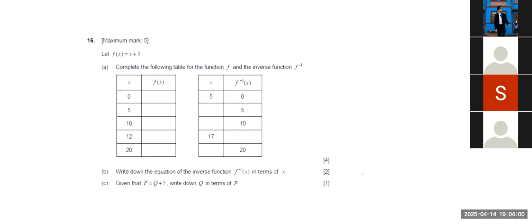So when x is 0, it's going to be 0 plus 5. When x is 5, it's going to be 10. When x is 10, it's going to be 15, 17, and 25. This is where it gets a bit more interesting.